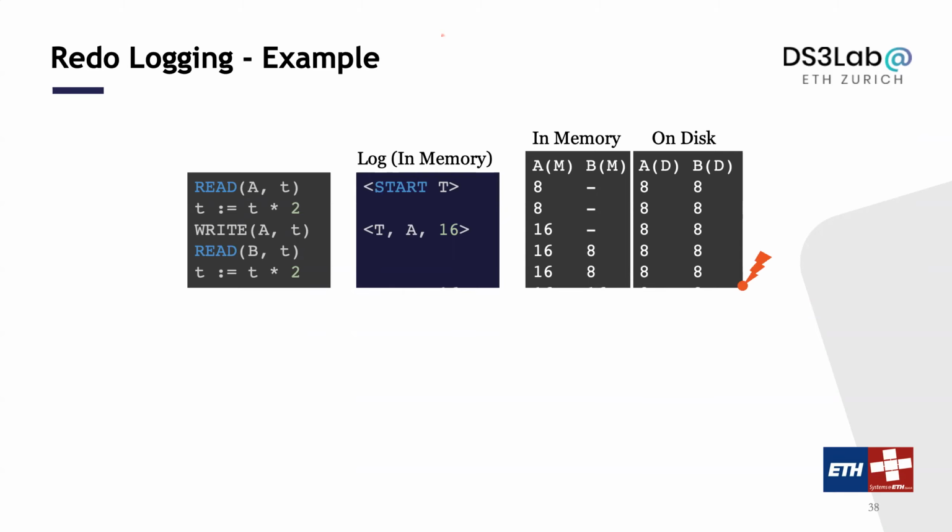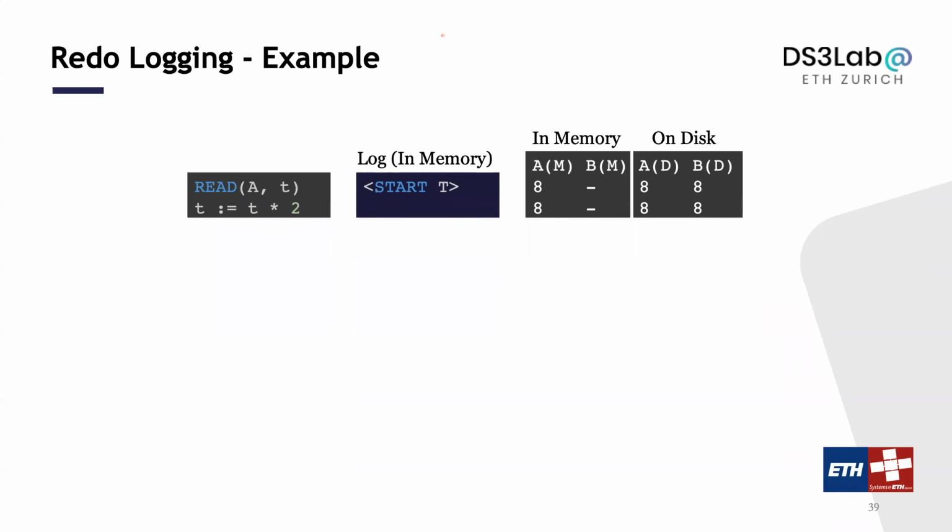And similarly, what if the system crashes here? I do nothing. So as you can see, it's actually much more efficient compared with undo logging. Before I can tell the user that I committed, I only need to flush the log, but not the actual changes. So that's almost 2 times saving.